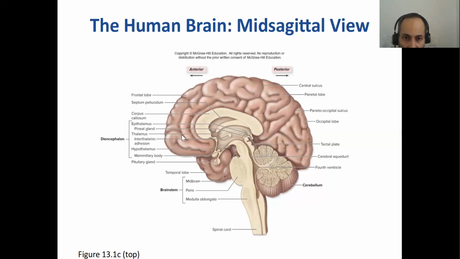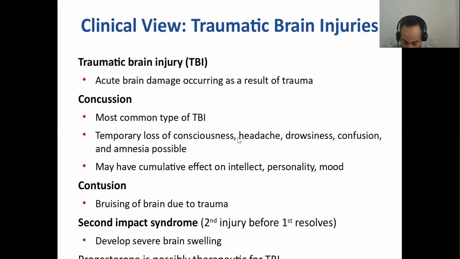Okay, what else do we see there? So yes, those are these structures that we just mentioned. You can see them. Okay, TBI, for traumatic brain injury. That's next. Three types that we have to remember: concussions, contusions, and lacerations.